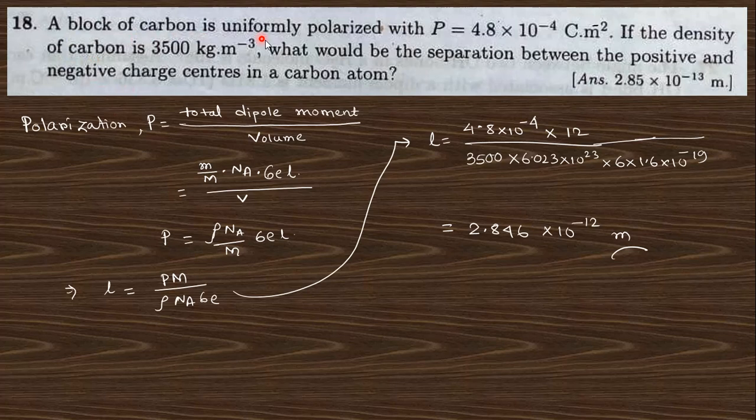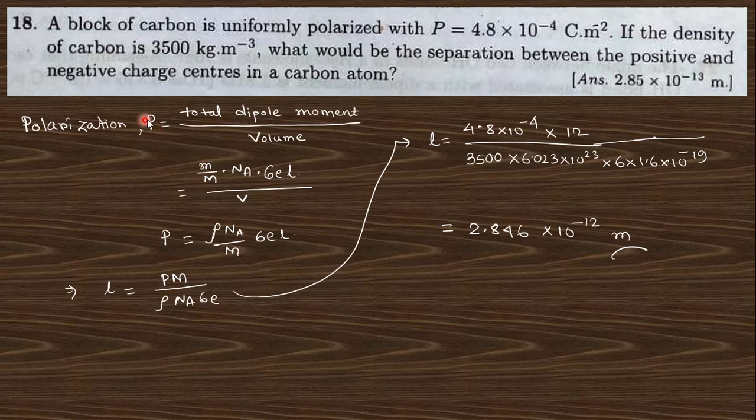A block of carbon is uniformly polarized with this polarization, and its density is this. What will be the separation between the positive and negative charge centers in this carbon atom? So you need to find the separation.